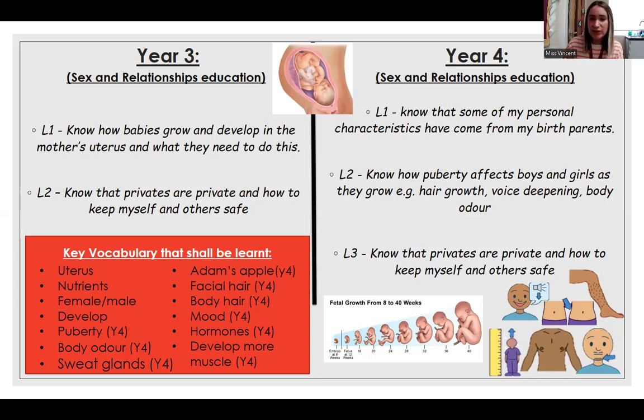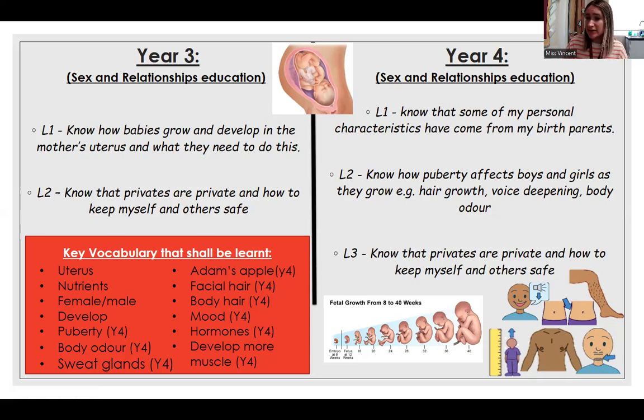And then lesson 2, we look at, again, knowing that privates are private. So recapping that pants rule, but then also looking at, if we know that they're private, how do we make sure we keep ourselves safe? So that's the extent of Year 3 learning.